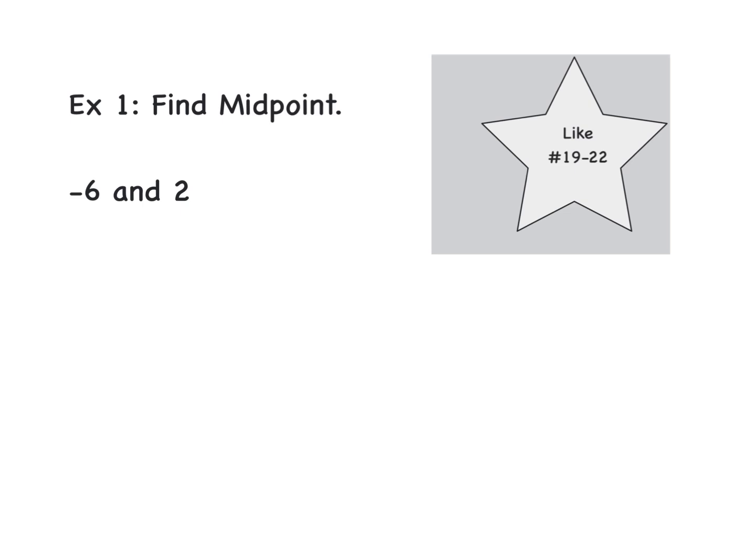So find midpoint. This one's like 19 through 22 on your bookwork today. This one is just x because it has just two numbers. There's no coordinate points on this. So we're going to use x1 plus x2 divided by 2. I'm going to just label it x1 and x2. So I'm going to say -6 plus 2 divided by 2.